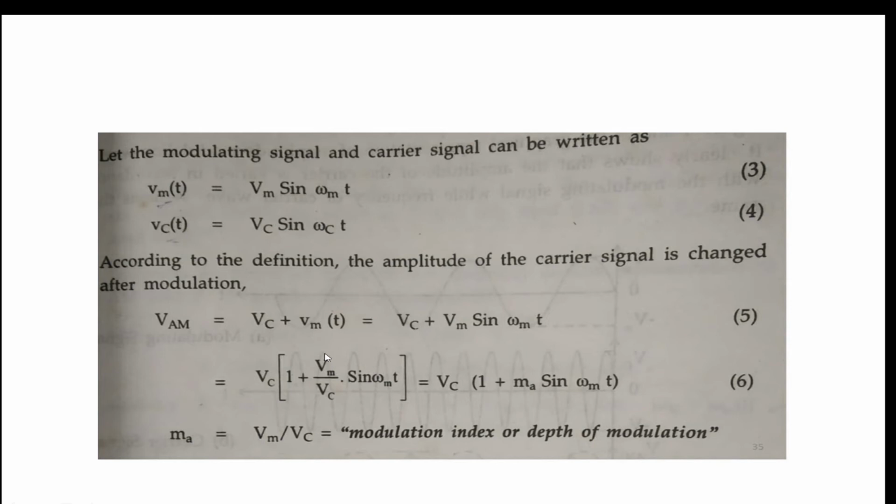Here Vm by Vc can be written as Ma, where Ma is the modulation index or depth of modulation. So we get Vc into 1 plus Ma into sin omega m t. This is equation number 6.